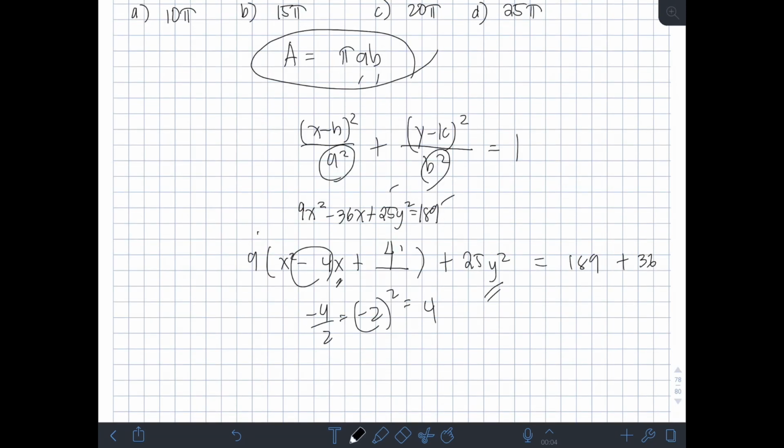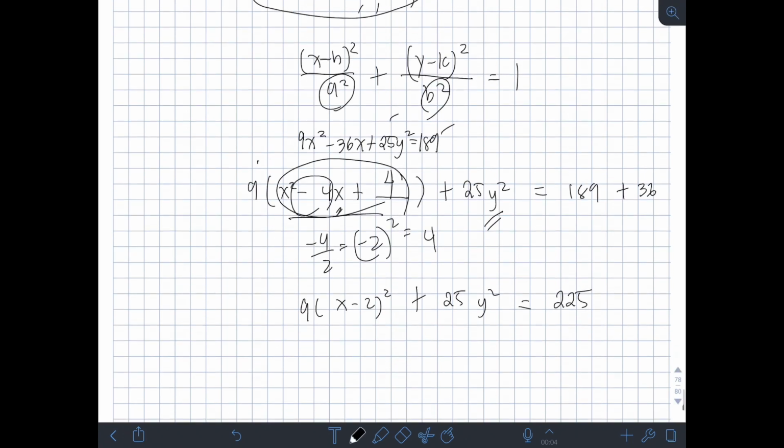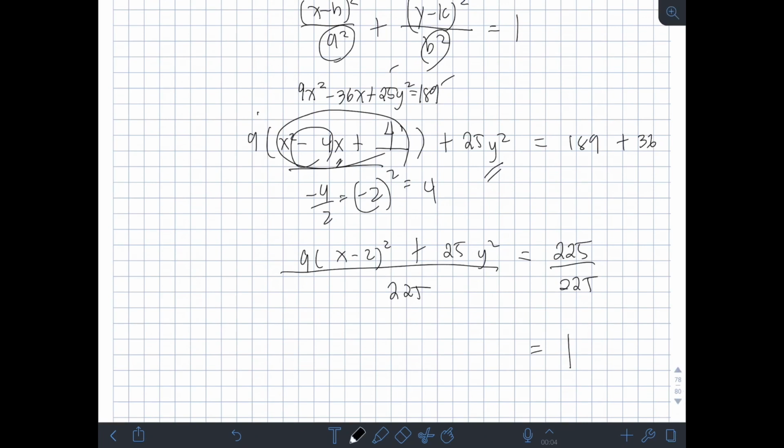So, dito sa y squared, asa na lang yan, right? So, factor na natin to 9 times. So, factorable na to as x minus 2 quantity squared, right? Plus 25y squared equals, ano yung 189 plus 36? 225. Okay? So, para maging 1 yung nasa right side, divide natin both sides by 225. Okay? So, 1 na tong right side.